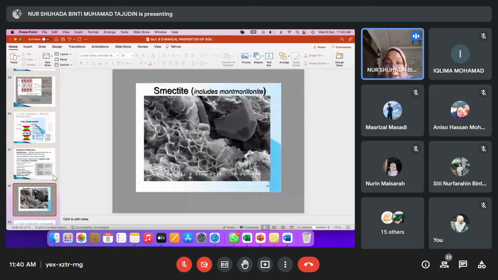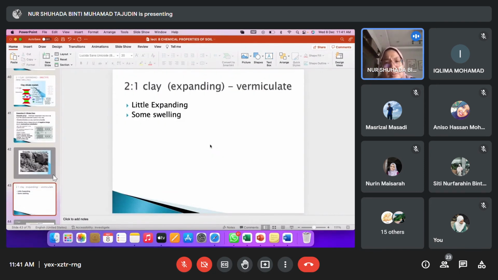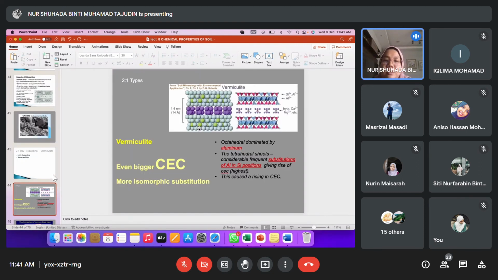Okay, then we have what we call vermiculite. This is another type of 2-to-1 clay. Vermiculite is little expanding. The one just now expands a lot. Vermiculite has little swelling, meaning that it allows only a little bit of water. That is because the octahedrals are dominated by aluminium, but the tetrahedral sheets have considerably frequent substitutions of aluminium in the silicon position, giving rise to the CEC. This vermiculite is the best type of clay.